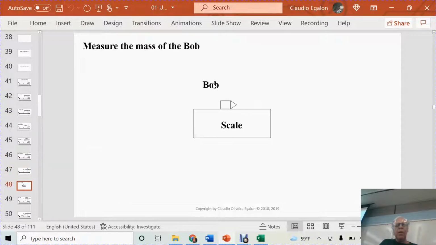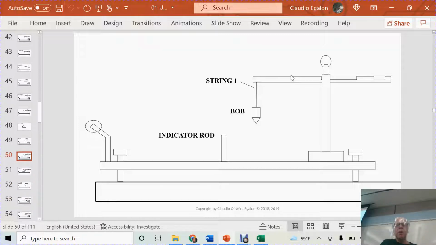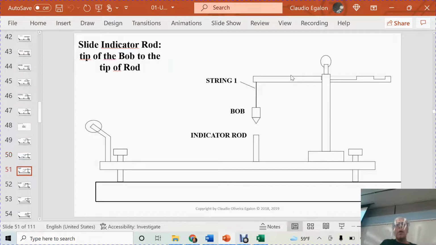Okay, the string. You're going to get the bob, just like before, and measure the mass of the bob. The difference is that you're not going to change the mass of the bob, but just its radius of rotation. Hang the bob from the string. You have an indicator rod; line up the indicator rod with the tip of the bob, tip of the bob to the tip of the rod.